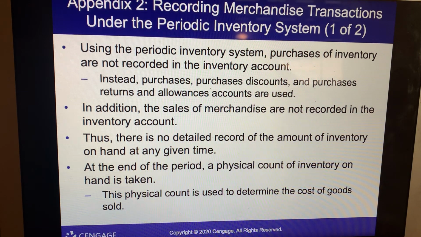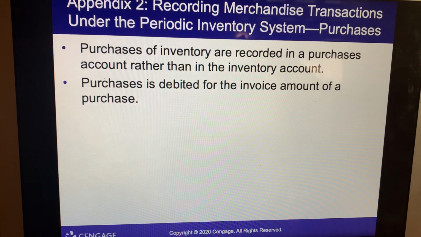So using periodic inventory system, purchases of inventory are not recorded in the inventory account. Instead, purchases account, purchase discounts, purchase returns, and allowances are used. In addition, the sales of merchandise are not recorded in the inventory. Thus, there is no detailed record of the amount on hand. At the end of the period, a physical count of inventory is taken. Physical count is used to determine the cost of goods sold.